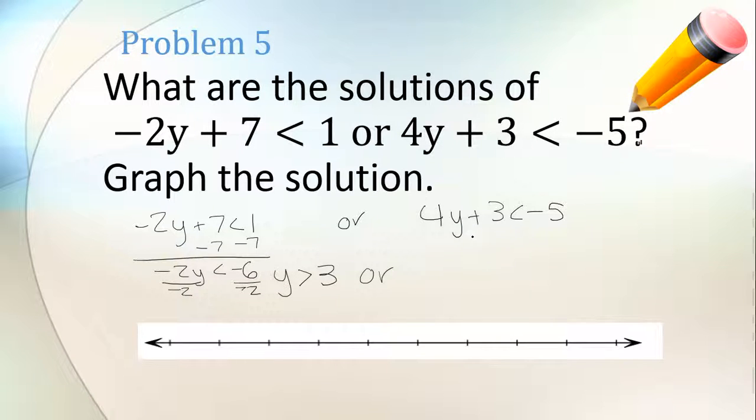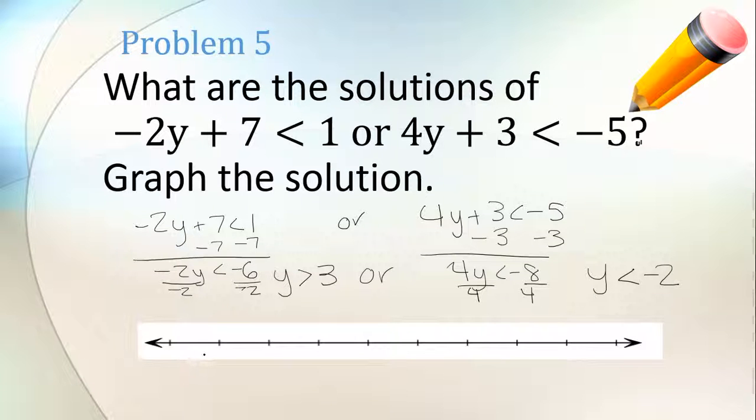Or, let's solve this one now. So I'm going to subtract 3. And I get 4y is less than negative 8. Divide by 4, not dividing by a negative 4 this time. So I get y is less than negative 2. So I have y is greater than 3, or y is less than negative 2.